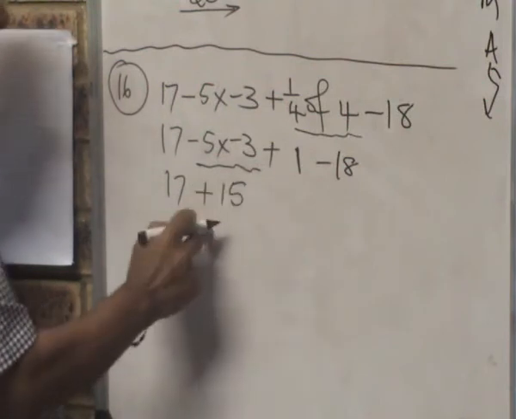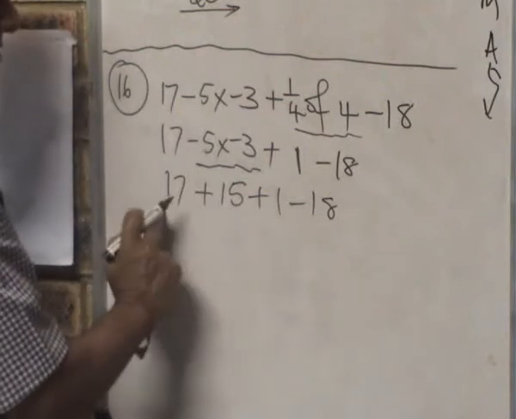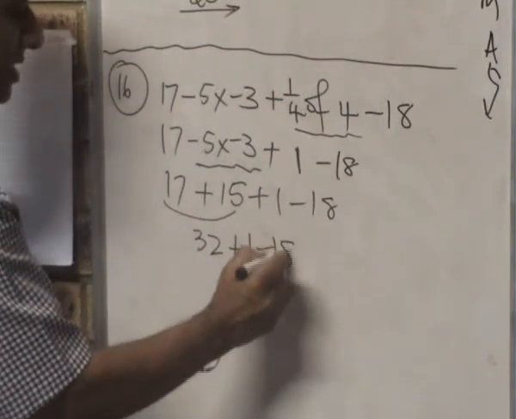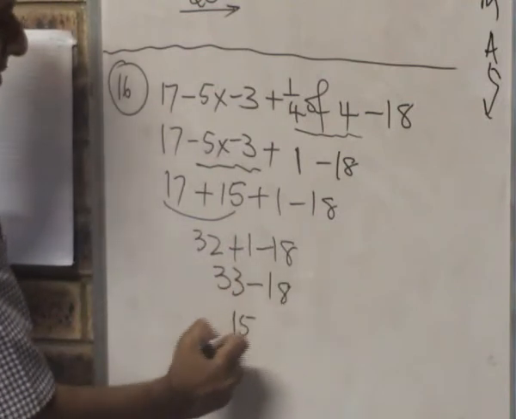So 5 3s, 15. Plus 1 minus 18. Work left to right. 17 and 15 will give you 32, plus 1, minus 18. That's 33 minus 18, which is 15.